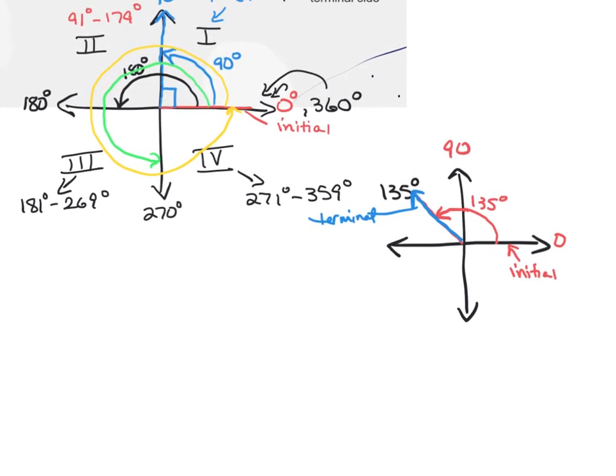Let's say I wanted to draw an angle that was 240 degrees. This is going to end up in quadrant 3. So I would come around here, I would go 90, 180, and then to get to 240, I need to go another 60 degrees. So I could say it stops about here, and I could say that looks like my 240 degree angle.